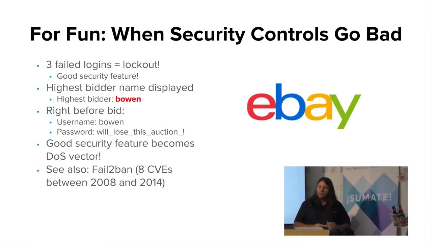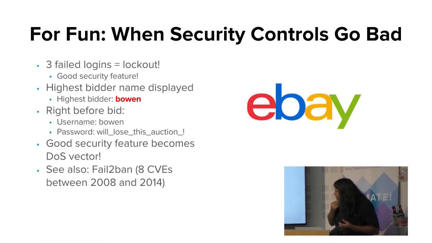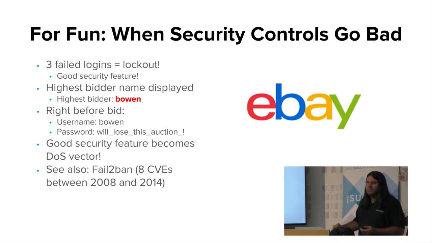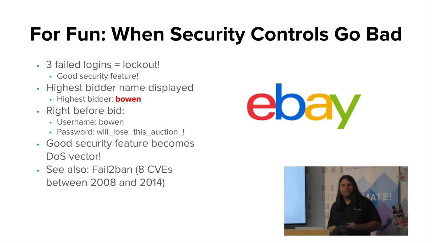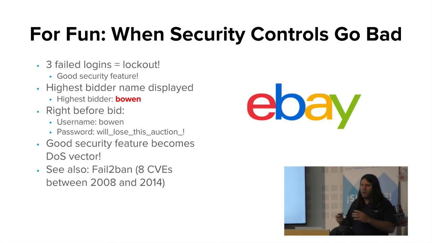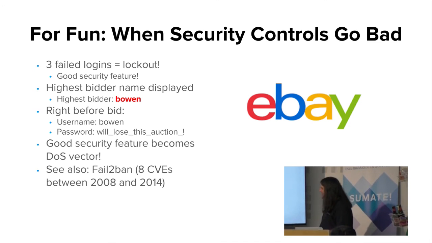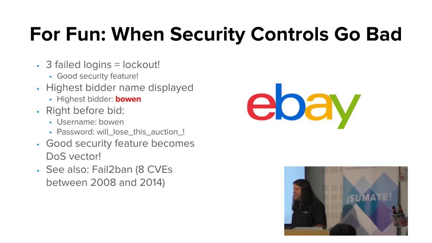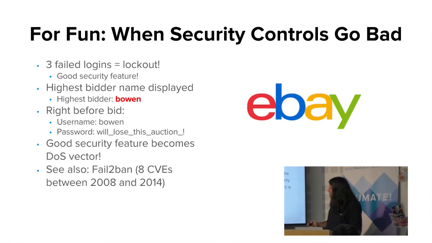8 of those have been recorded between 2008 and 2014, and a majority of them were vectors where somebody could fail a login in such a way that they forged a log entry or caused something else to happen, where I could force a ban of another person. So I could spoof an IP address, and it would think that I logged in from a different IP address than I did, and now I locked out the guy that's next to me. A lot of fun, right? So that's another case of a security feature turning into a denial of service vector.